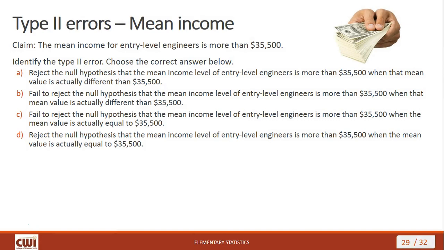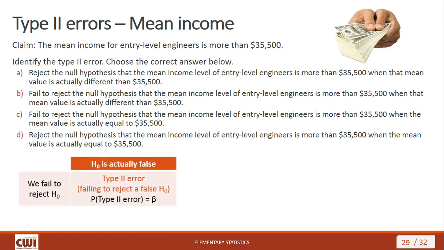The same process works when you're asked to find the type 2 error. So let's do that for the same example of mean income. Again, if you read through the answer options that you see, you'll notice that the key differences in the wording are we're either rejecting the null hypothesis or failing to reject the null hypothesis. And then we're saying the mean value is actually different than 35,500 or equal to 35,500. So what is a type 2 error? Remember, a type 2 error is where we fail to reject a false H0.